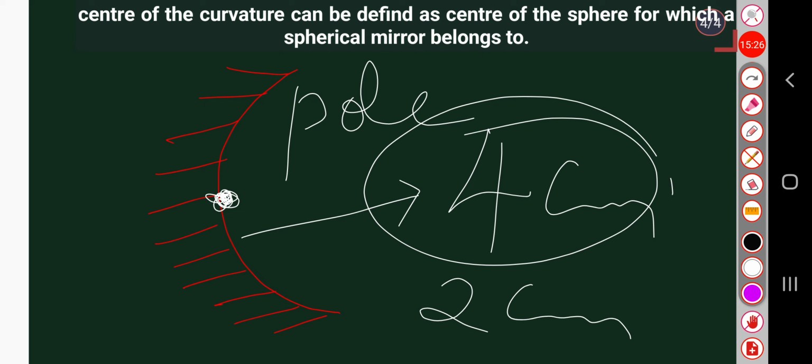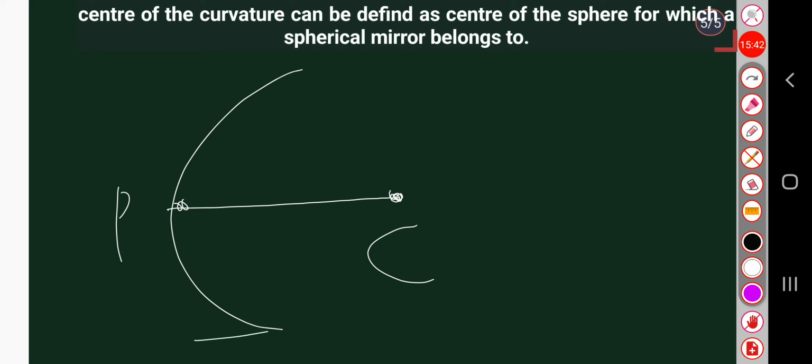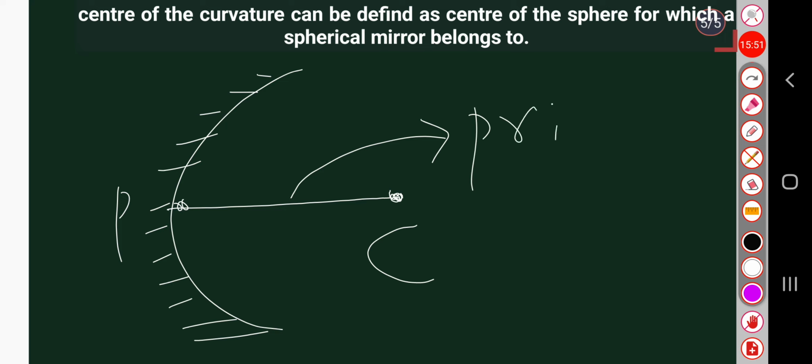Okay, now if you draw an imaginary line from the pole to the center of curvature, the center of curvature can be represented with the symbol C, and the pole with P. From the pole to the center of curvature, if you draw a line, what do you call this line? This line is called the principal axis. This is an imaginary line passing through the pole and the center of curvature.